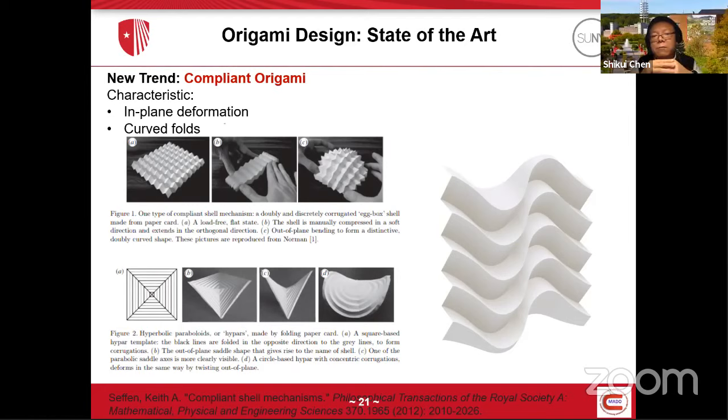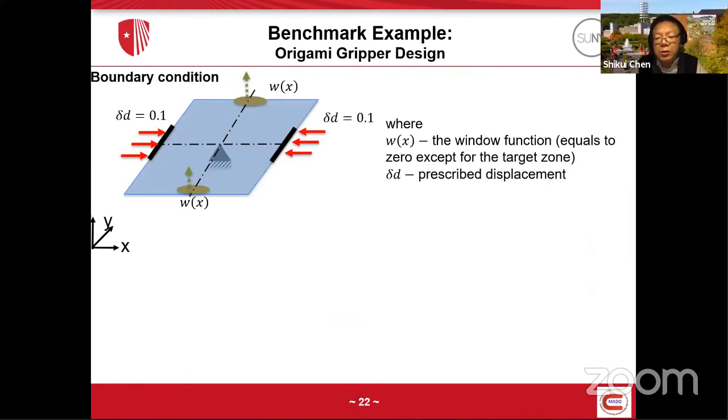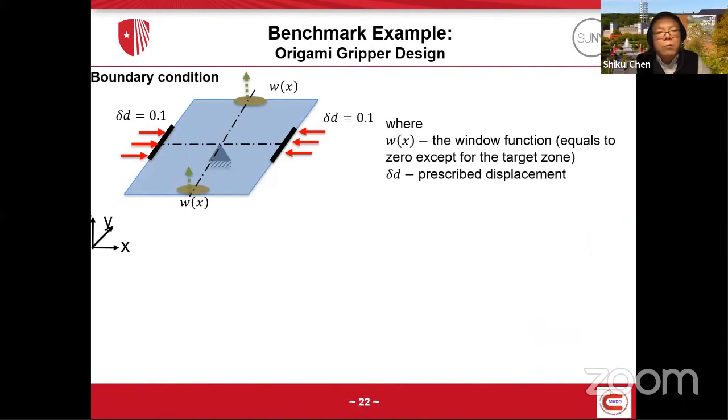That is, the fold is not necessarily straight. It can be a curve. And the structure can bend or be folded utilizing in-plane deformation. So that is our target. Our challenge is how to find a systematic way to model and optimize such a compliant origami design. Because a 2D plane is also a special kind of manifold, our conformal topology optimization also applies to this scenario. That's why we try to address this problem.